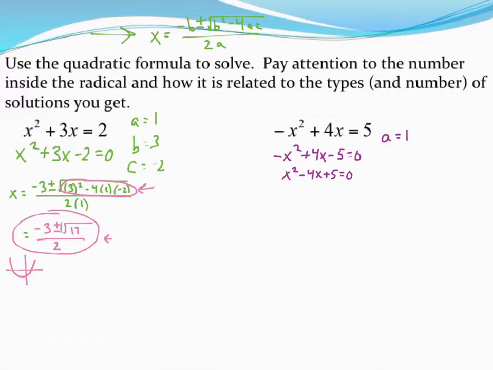They'll either be imaginary or they'll be irrational. So let's list out what a, b, and c are. a is 1, b is negative 4, and c is positive 5.